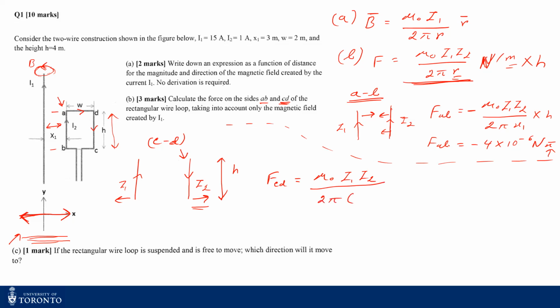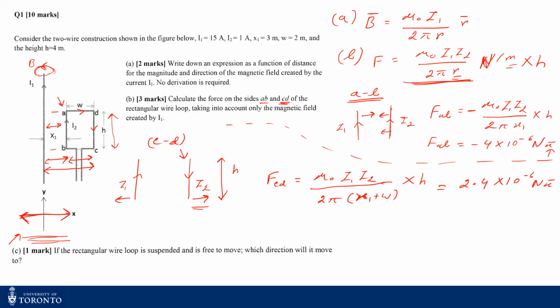Here r is the distance between the two wires. In this case, it's between I1 and CD, so this is basically x1 plus the width of the coil. So that's 3 plus 2 meters, times h. Once you plug in the values, you'll get positive 2.4 micronewton, and vectorially it is in the x-axis direction.